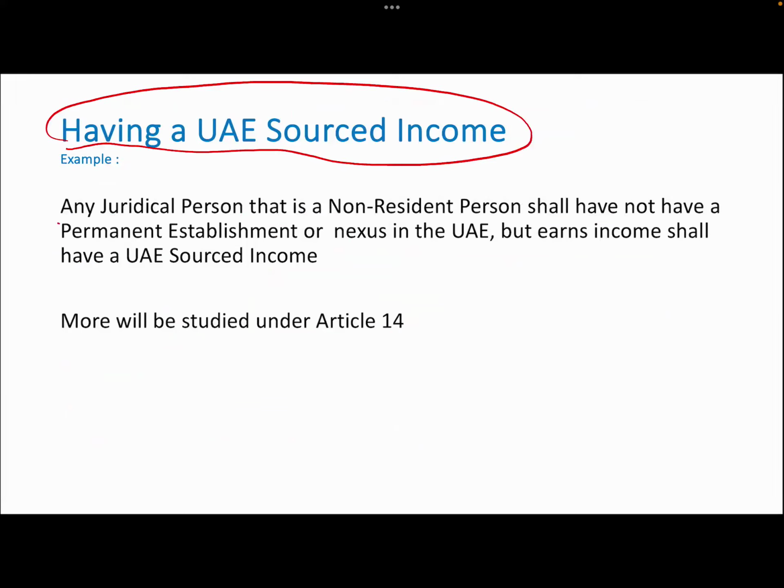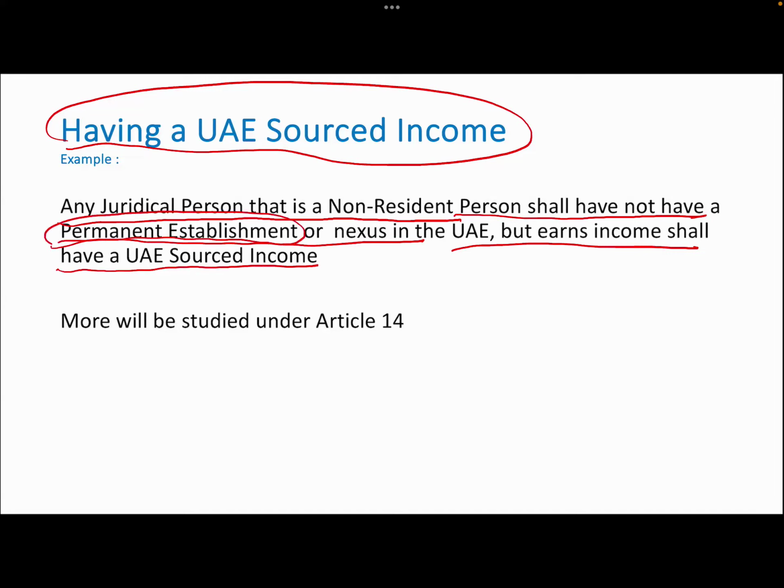Now, any juridical person that is a non-resident person shall not have a permanent establishment or nexus, but earns income, shall have a UAE sourced income. So, if this income is not from your permanent establishment, nor from nexus, that means immovable property, so apart from these two, if you earn a revenue as a non-resident person, this will come under UAE sourced income. Again, we'll be studying more about this under Article 14.